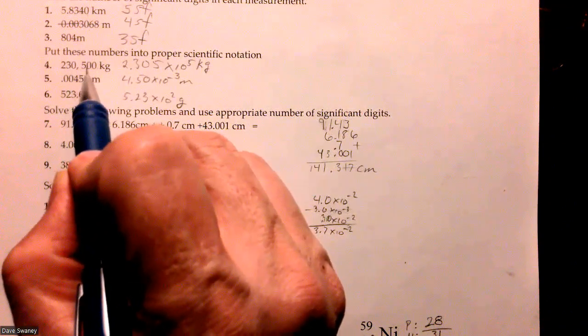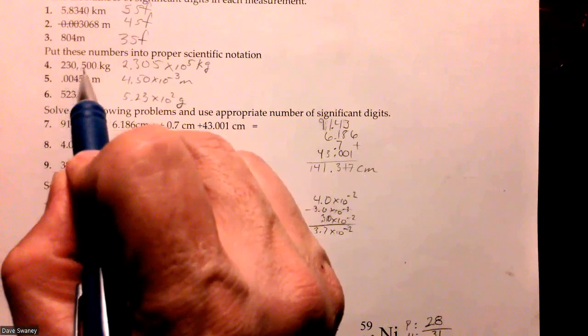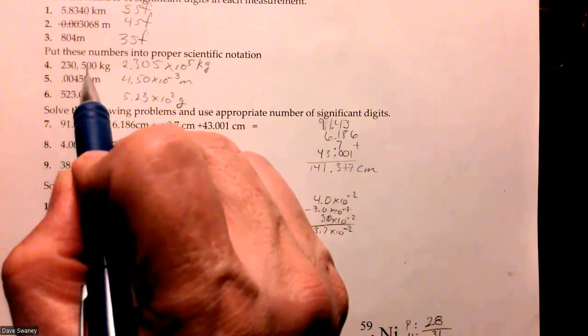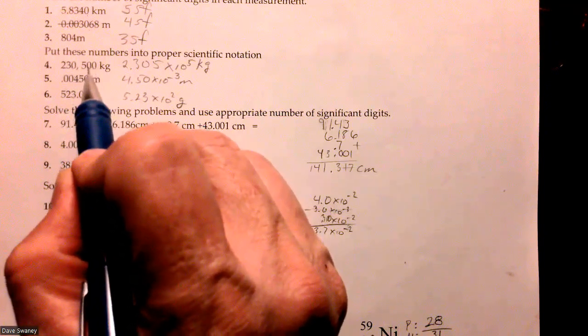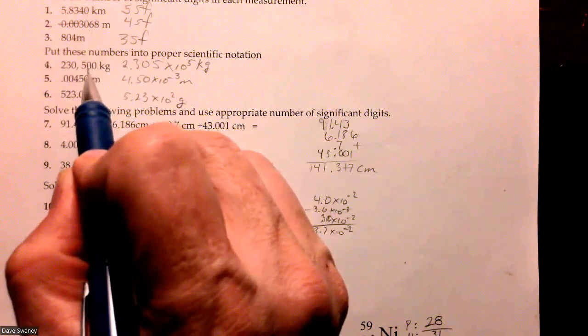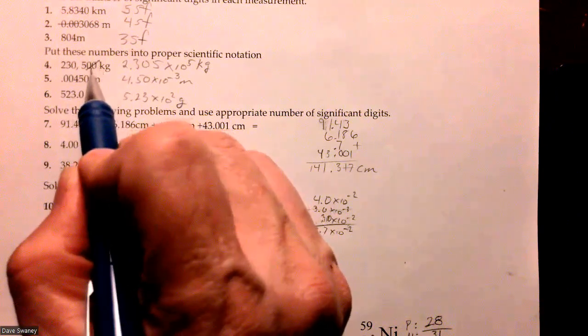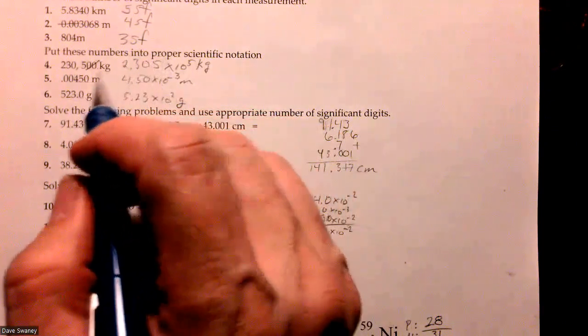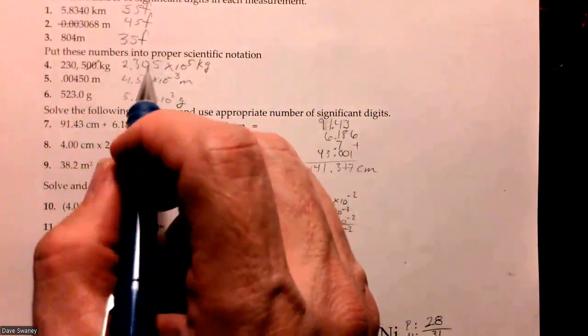We need it to be 230,500. And if we put the decimal there, it will be wrong, right? So we need zeros to push the decimal out to here, but these zeros were never measured. They are only there to push the decimal out to here. So we will not include them in our scientific notation.